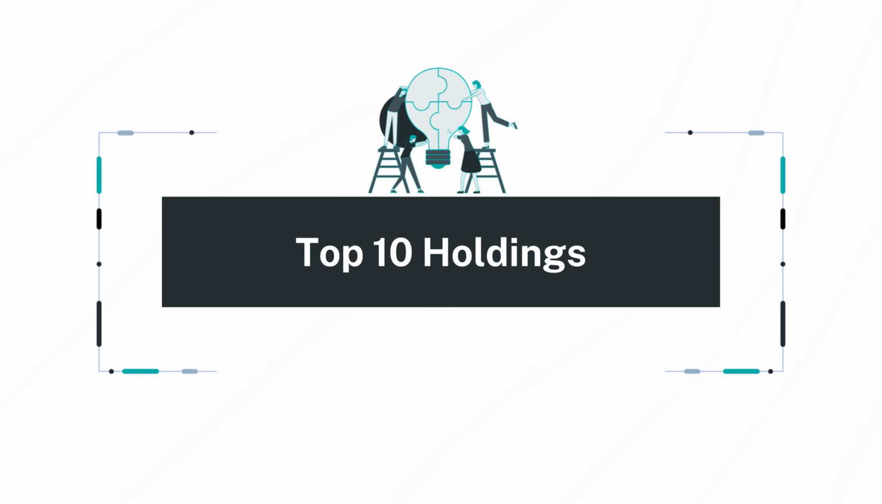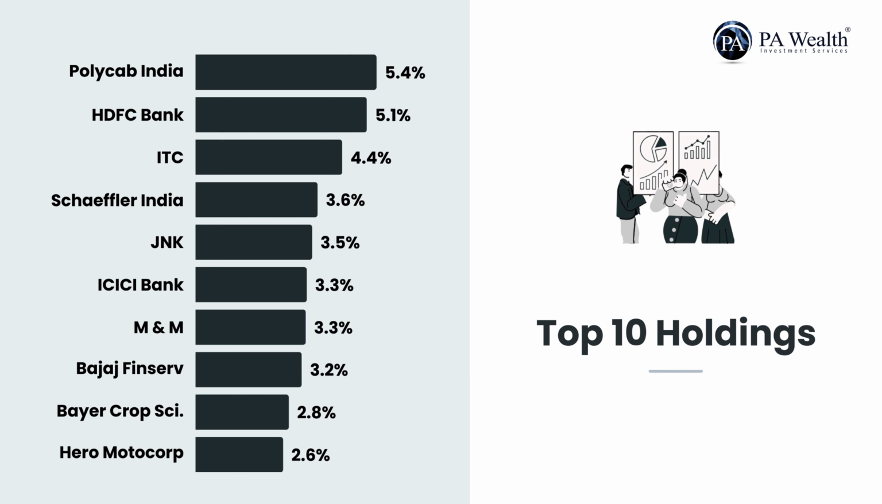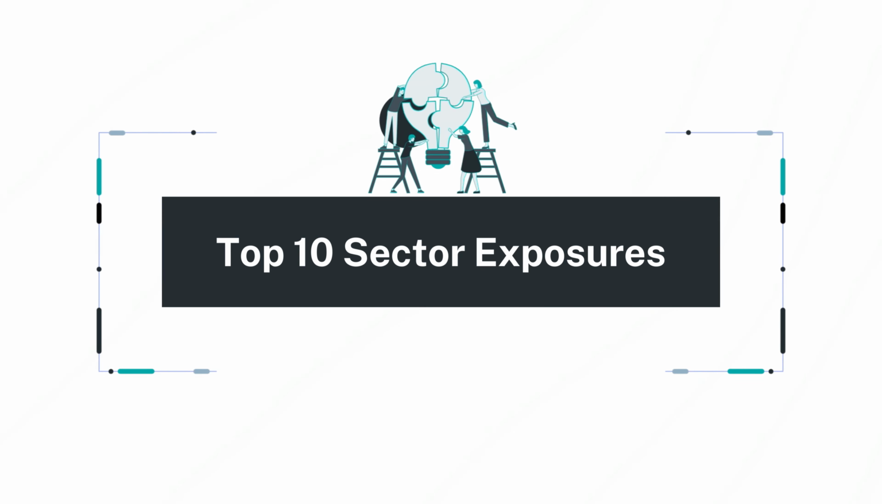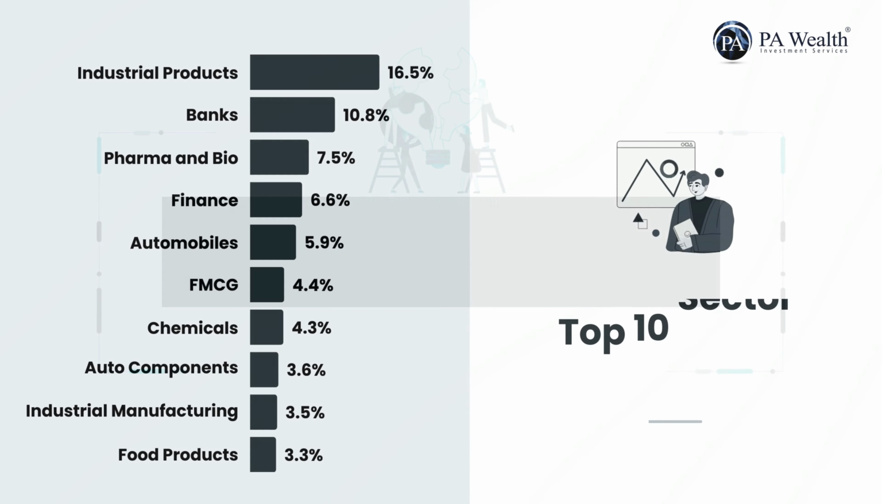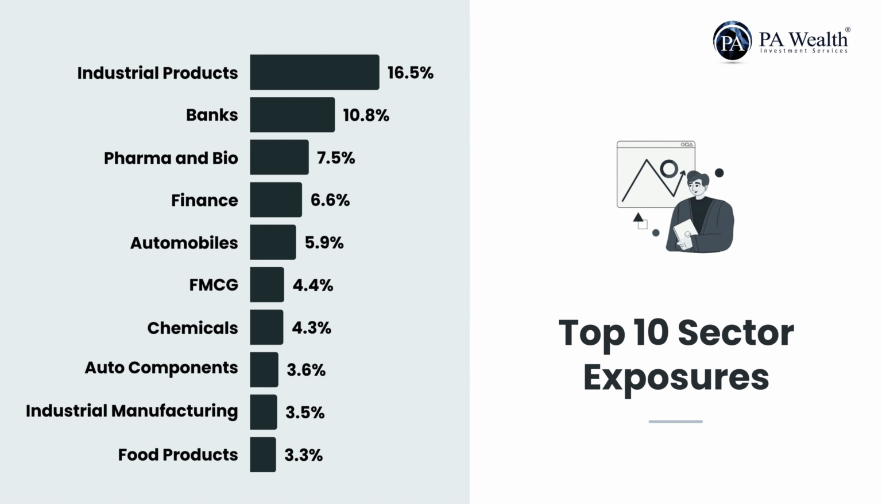Second, the top 10 holdings of the fund. Here are the top 10 holdings of the DSP Multicap Fund, in which Polycab India, HDFC Bank and ITC are the top 3 holdings of its portfolio. Third, the top 10 sector exposures. The fund is exposed to various sectors. Here's a breakdown of its top 10 sector exposures, in which the fund has the highest exposure to industrial products, followed by banks and pharmaceuticals and biotechnology as the second highest and third highest exposures.